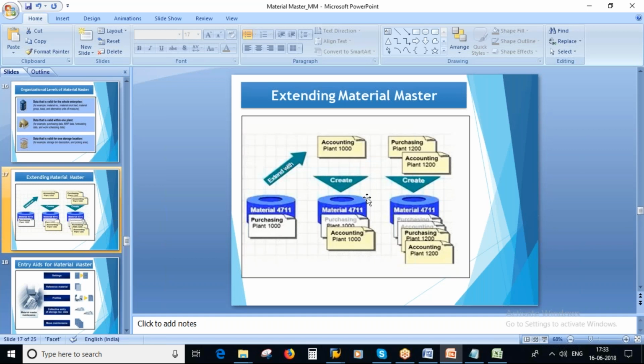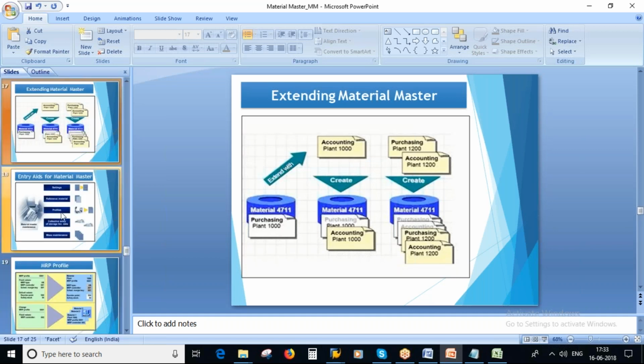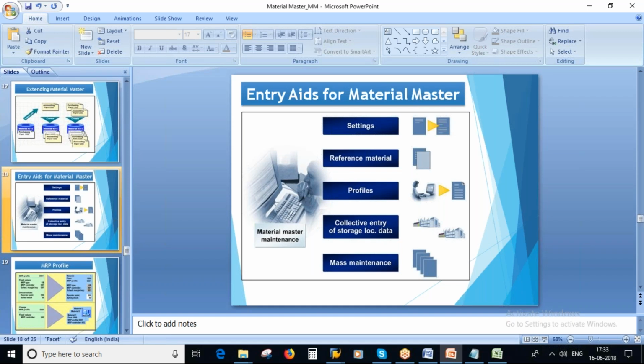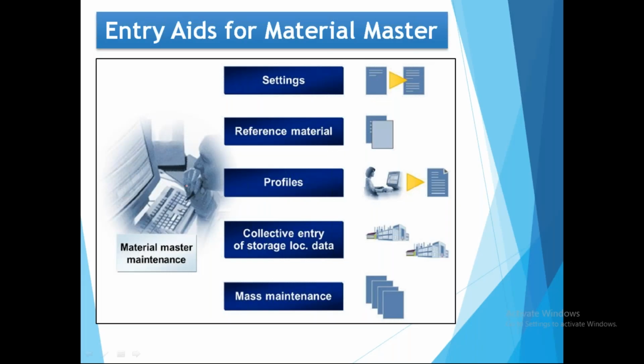Now the next one is we will discuss some of the entry aids in material master. That means when you are working on the material master, SAP has given some options so that material master maintenance becomes very easy. The first one is settings, next is reference material, third is profile. We'll discuss all these one by one. Next is collective entry of storage location data. Another one is mass maintenance.